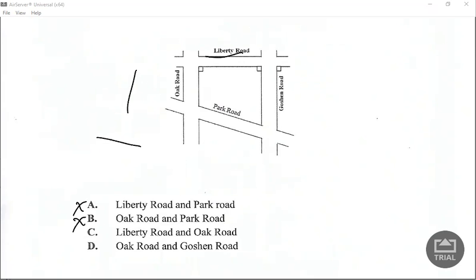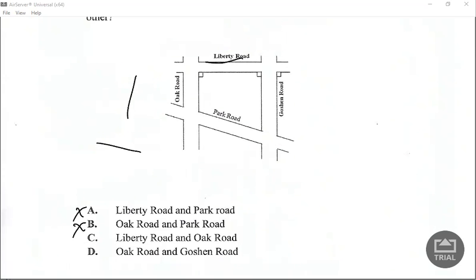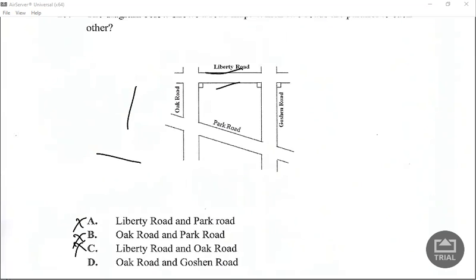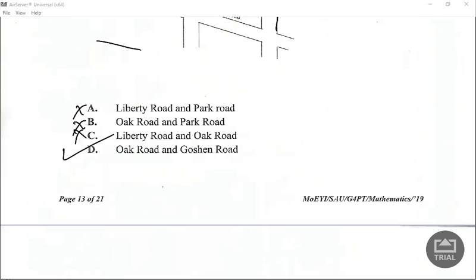Liberty Road and Oak Road. So Liberty is going that way, Oak Road. So it has to be D, but let's check it out. Oak Road and Goshen. So it's Oak Road going that way and Goshen. Yeah, definitely D. Alright, let's look at number 26.